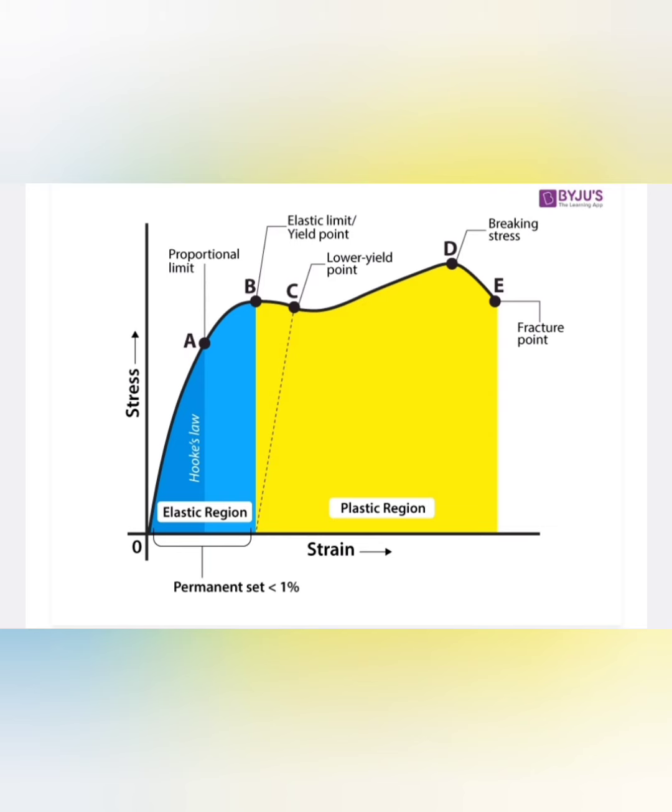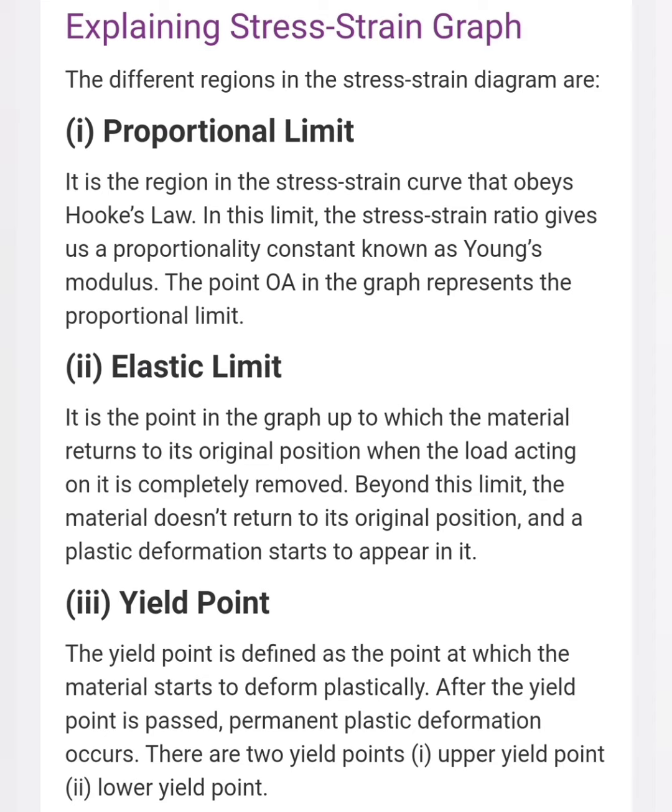Now let us see the SI unit. SI unit of stress equals SI unit of force divided by SI unit of area, which equals Newton divided by meter square. So Newton per meter square is called Pascal and is denoted by Pa. Therefore, SI unit of stress is Pascal. 1 Pascal equals 1 Newton per meter square. Other units of stress are kilopascal, that is kPa, megapascal, that is MPa, gigapascal, that is GPa, etc.